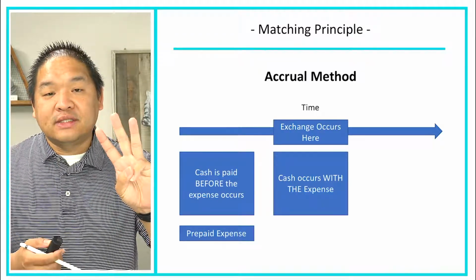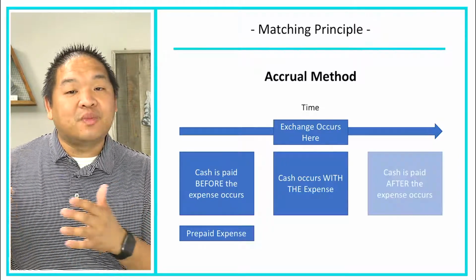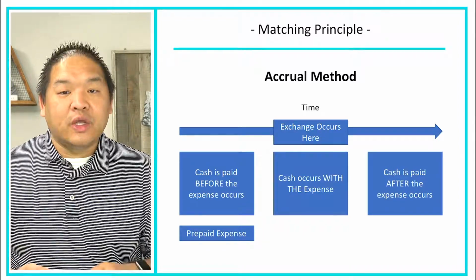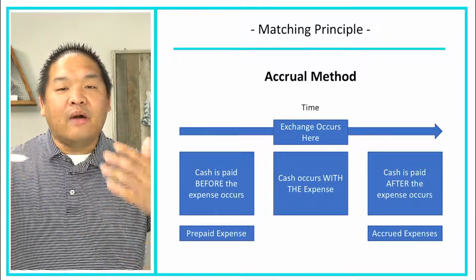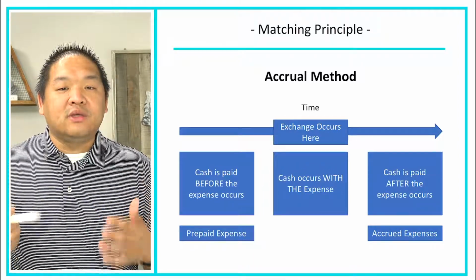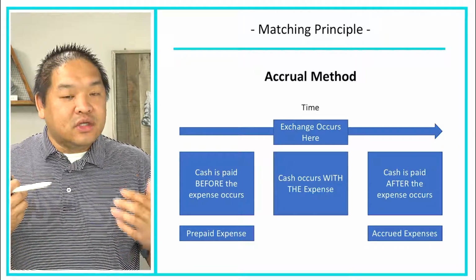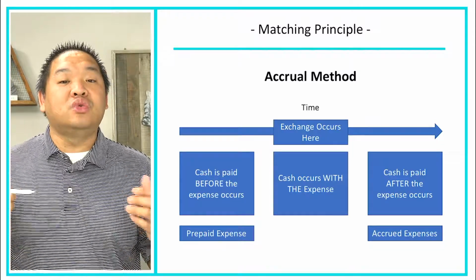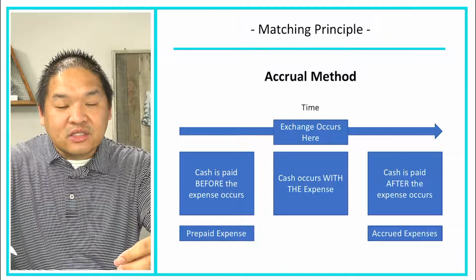The third scenario in which cash affects expense is when the expense happens, but cash is paid later. So cash is paid after the expense occurs. We call that accrued expenses. We're accruing the expenses now, but we'll pay them later. Another example is utilities. Typically, you pay the utilities after you've used the utilities. Why? Because the utility company doesn't know how much to bill you until they know how much you use. Once they figure out how much you use, they can then bill you. And so that is accruing expenses.